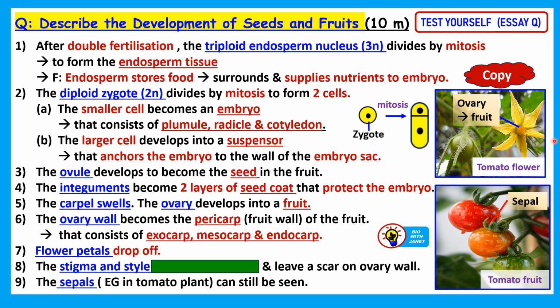Okay, next, flower petals drop off. Okay, all these petals will drop off. And then the stigma and the style here in the flower will what? Degenerate or wither. And it'll leave a scar. It will leave a scar on the top part of the fruit here, opposite the sepals. Now the sepals still remain on the fruit, and it can still be seen. Okay, it's still green. All right, these are the sepals.